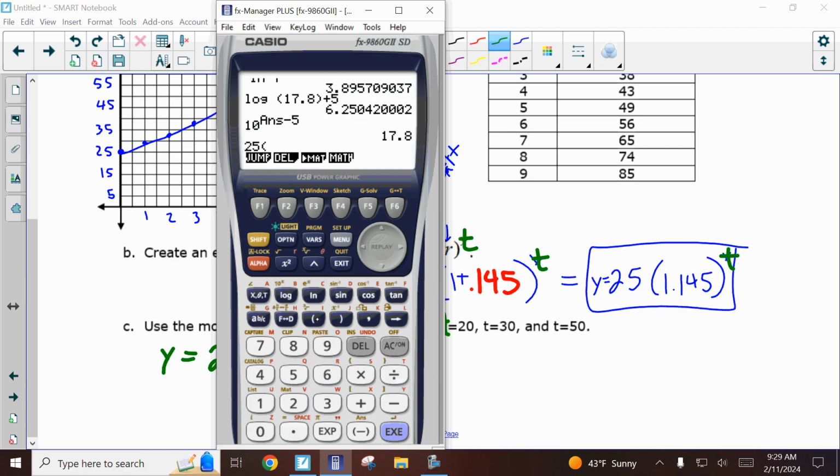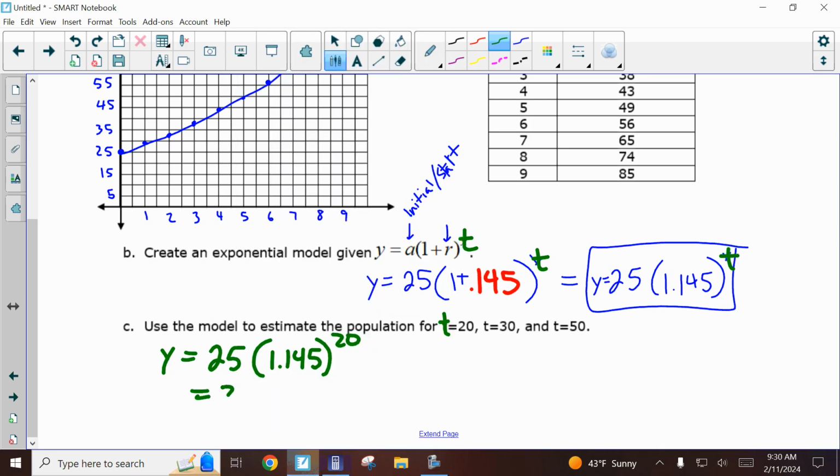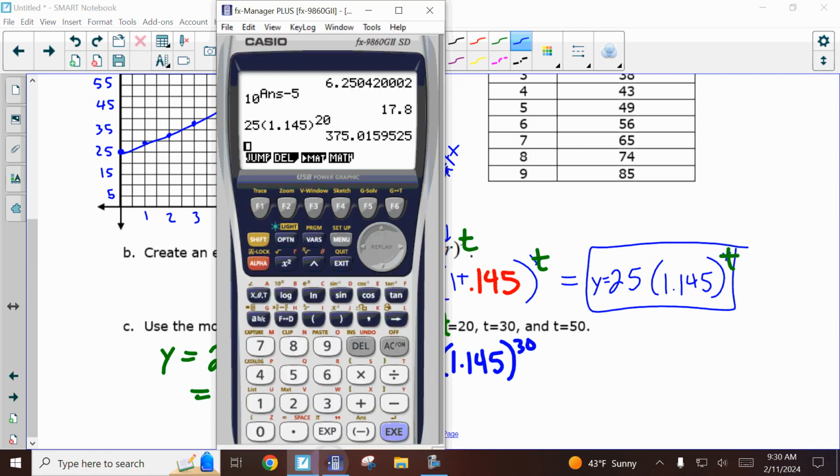And then parentheses 1.145 to the 20th power. 375 rabbits. And I'm not using decimals because you can't have half a rabbit, so I'm rounding to the nearest whole number. The next one we're going to do is 30 years, so it's 25, 1.145 to the 30th power.